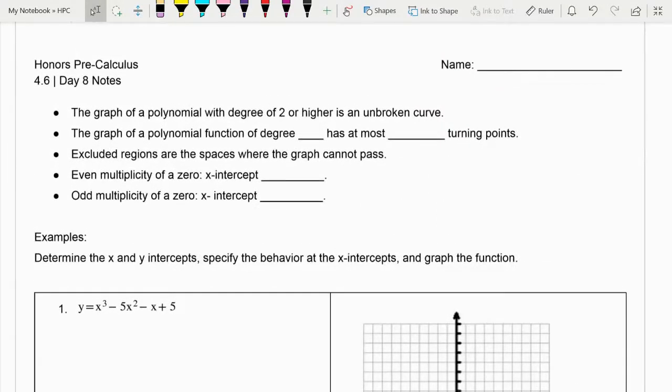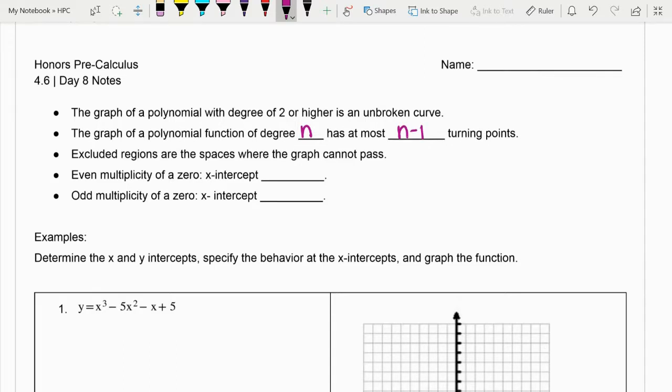Okay, today is day 8 of chapter 4. We are going to be graphing polynomials. So the graph of a polynomial with degree of 2 or higher is an unbroken curve. The graph of a polynomial function of degree n has at most n minus 1 turning points. Excluded regions are the spaces where the graph cannot pass.